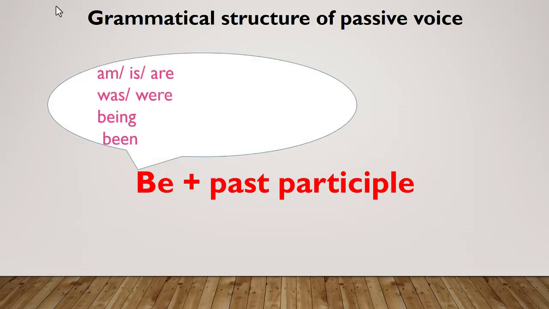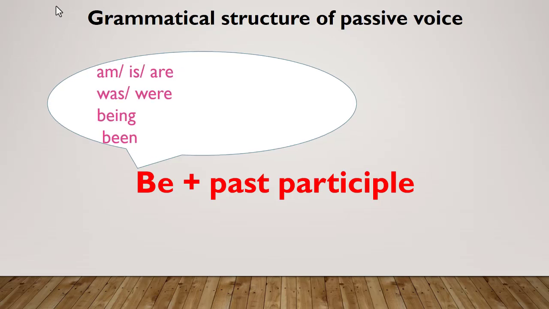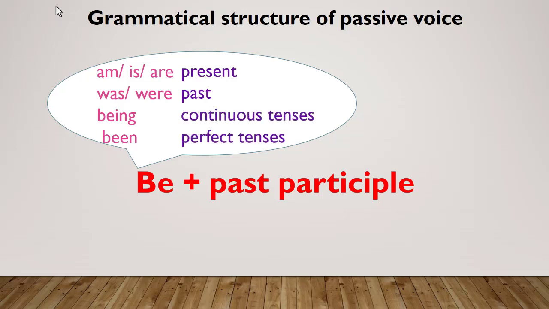Here are the forms of the verb to be. Am, is, are in the present, was, were in the past. We can use being in continuous tenses and been in perfect tenses. You need a form of these plus past participle, which is verb 3.